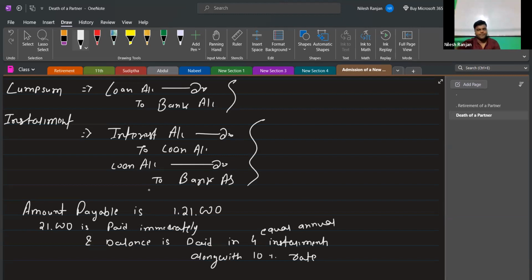So when you have to pass the journal entry only, then these two entries of installment will be repeated every year. There is one more entry which is related to installment. The third entry: profit and loss account debit to interest account. Can you tell me why I have written this entry?